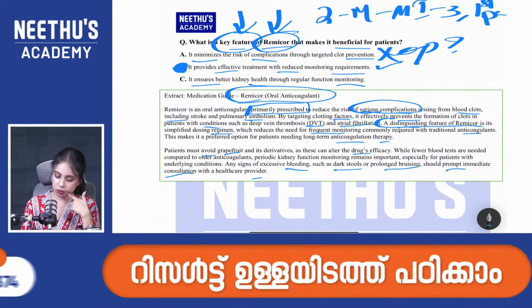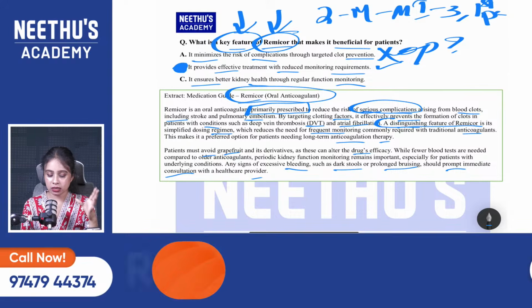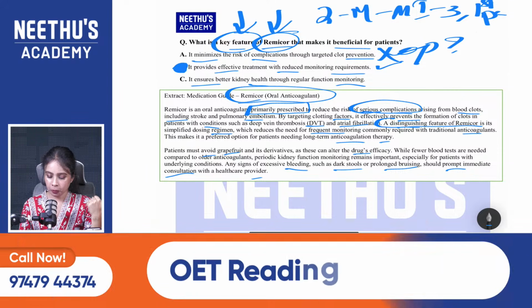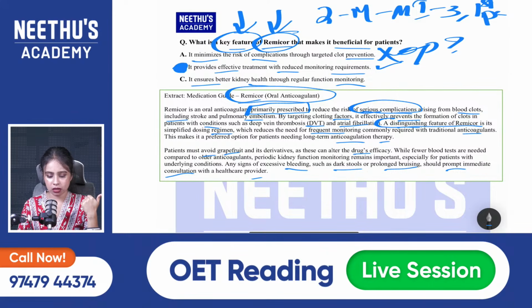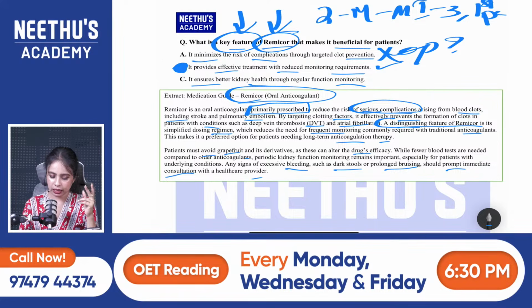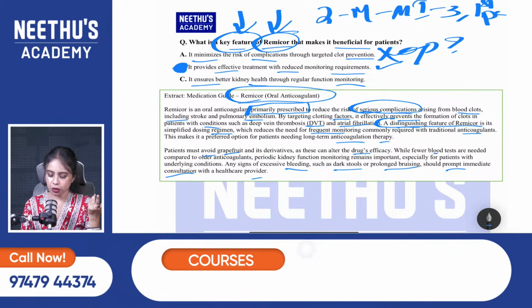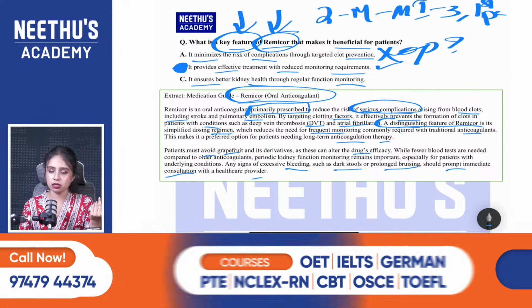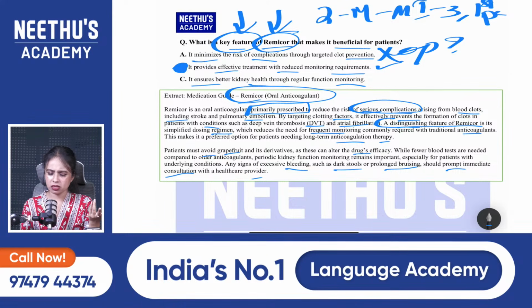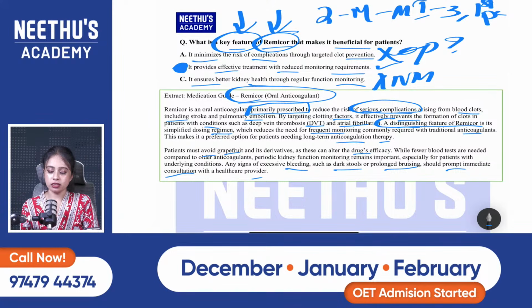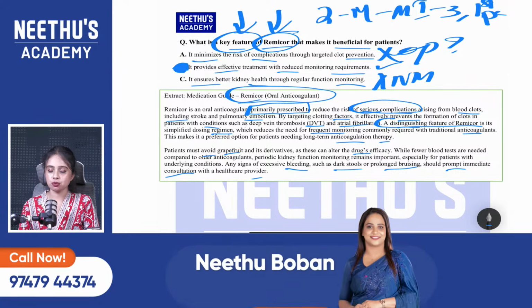How can we eliminate option C then? It ensures better kidney health through regular function monitoring. Is it mentioned anywhere? It ensures better kidney health. Kidney is mentioned in the second para, second line. What is mentioned here? While fewer blood tests are needed compared to older anticoagulants, periodic kidney function monitoring remains important. I can simply say not mentioned. So answer is option B. B should be the right answer.